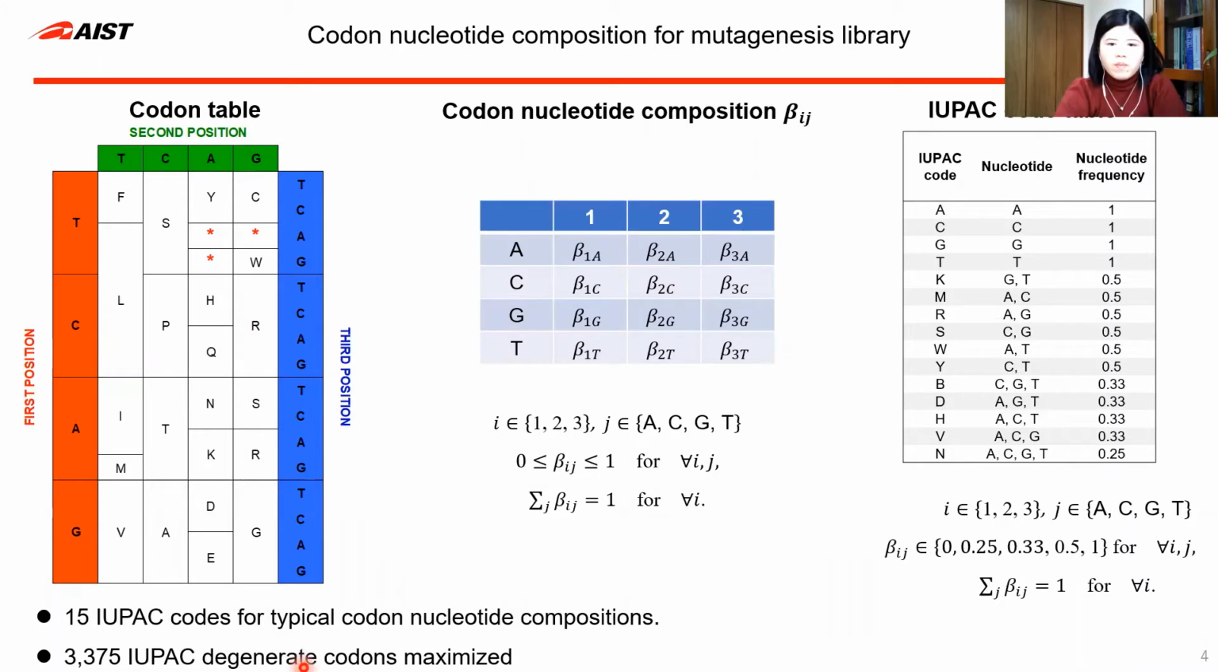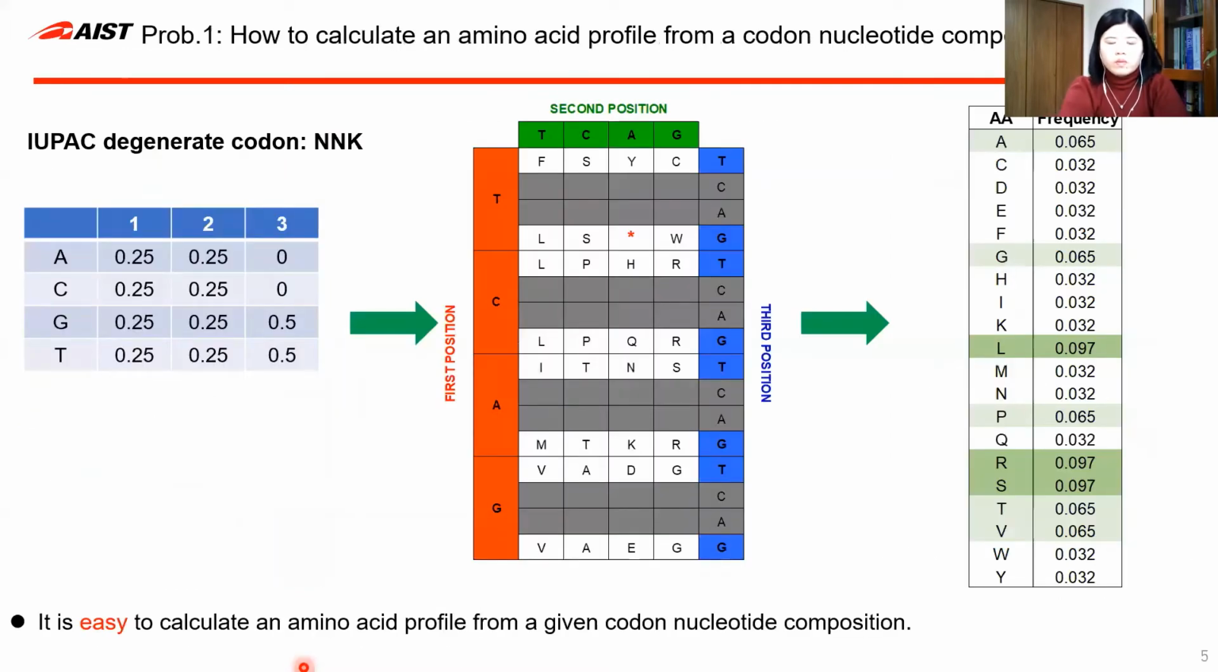Maximally, we have 3375 IUPAC degenerate codons. Now is the first problem: how to calculate an amino acid profile from a codon nucleotide composition. For example, this is the codon nucleotide composition of NNK. As shown in this slide, we can easily calculate the frequency of possible codons and identify the amino acid profile.